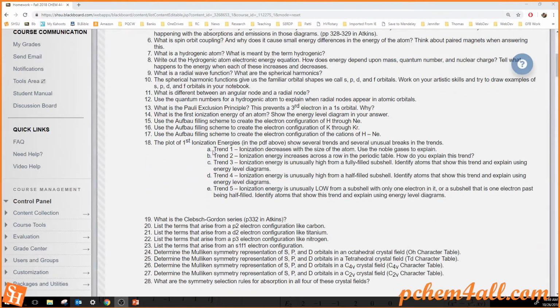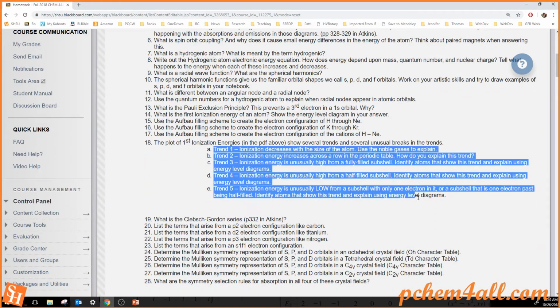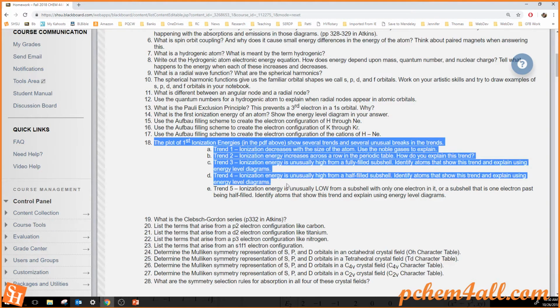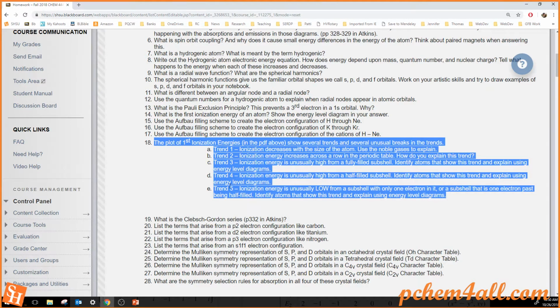But you definitely need to know how to explain these trends using energy level diagrams. That's probably 30% of the test. So 30 points out of 100 are dedicated to looking at the evidence for our claims that fully filled subshells are stable, or that noble gases are hard to ionize and alkali metals are easy to ionize, and half-filled shells are stable. So pay particular attention to number 18.